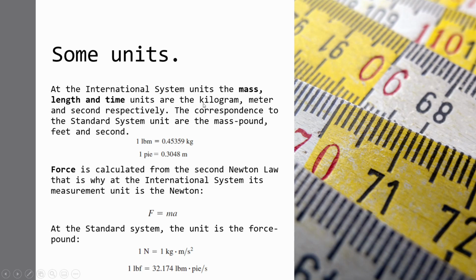And their units are kilogram, meter, and second respectively. So the correspondence to the standard system units are the mass pound, feet, and second. Remember that we have two systems in the world: the international system and the standard system. I am calling it the standard system because that's what is used in some factories. And you must also know the international system units. So we must manage both of the systems.